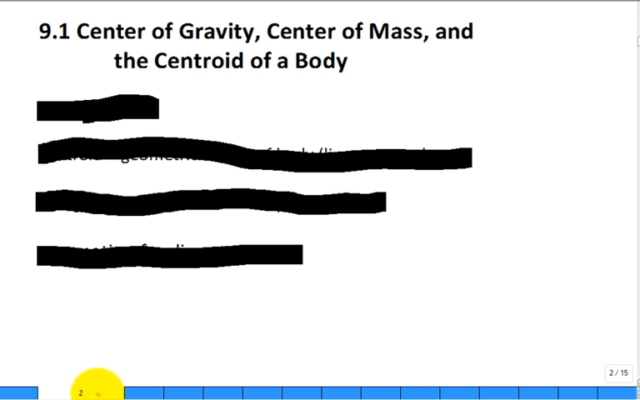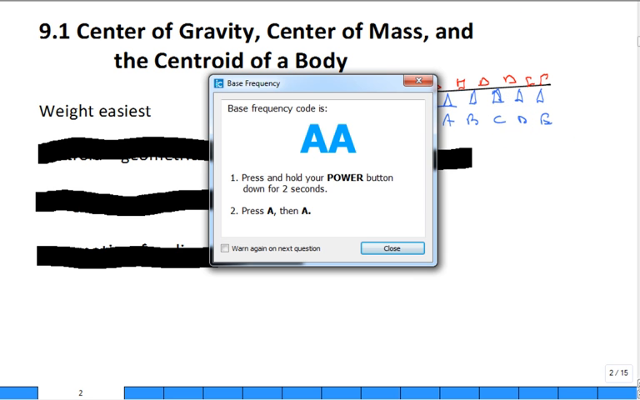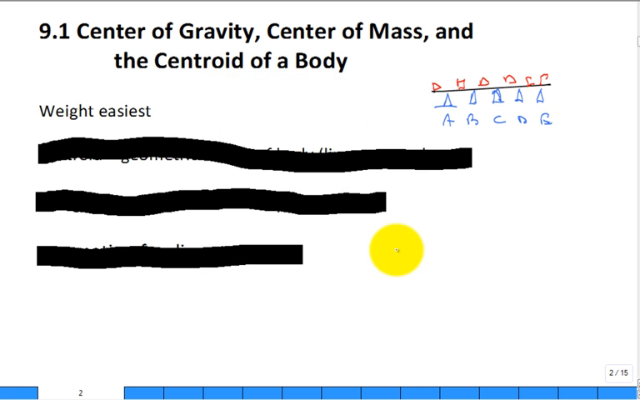So what is the center of gravity or center of mass or centroid of a body? It's easy to think about weight. If I took a plank and I put some weight on it, maybe I put a crate here and a crate there and a crate there and a bunch of different crates, and I said, look, I want to balance this by putting a support either here or here or here or here or here. Which one would balance? With A, B, C, D, or E first? Clicker question, right? Where would I put that pivot point to support it?